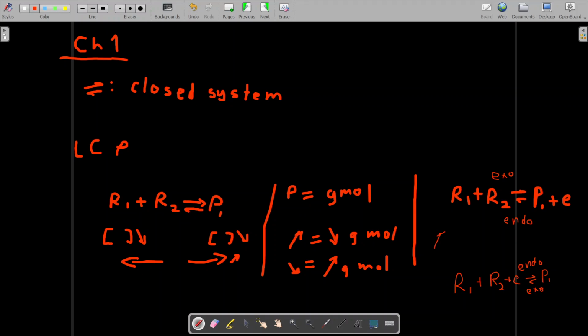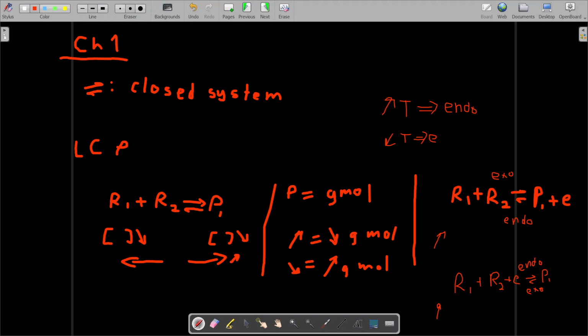If you increase temperature, increasing temperature always favors exo. Let me write it here. Increasing T will go towards endo. Sorry, I said exo, it's endo. It will always favor endo. And decreasing temperature will always favor exo. So decreasing temperature will favor exo, always.